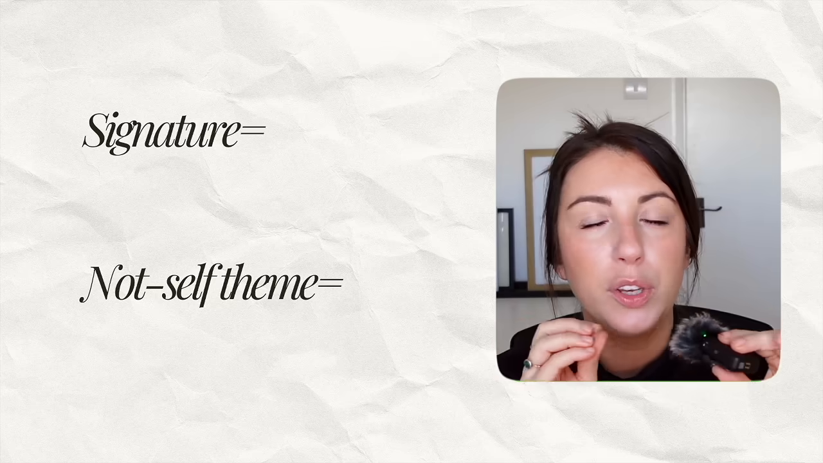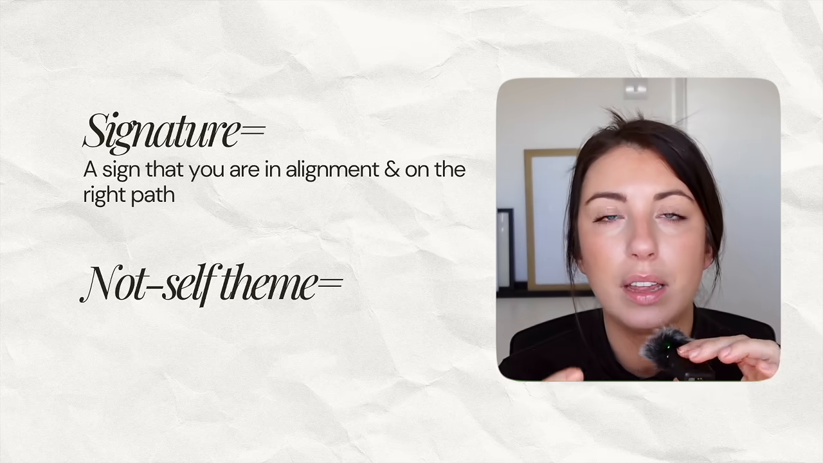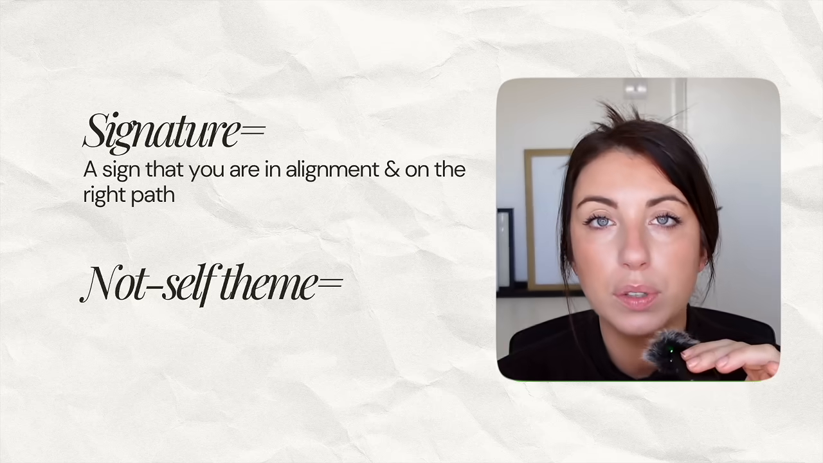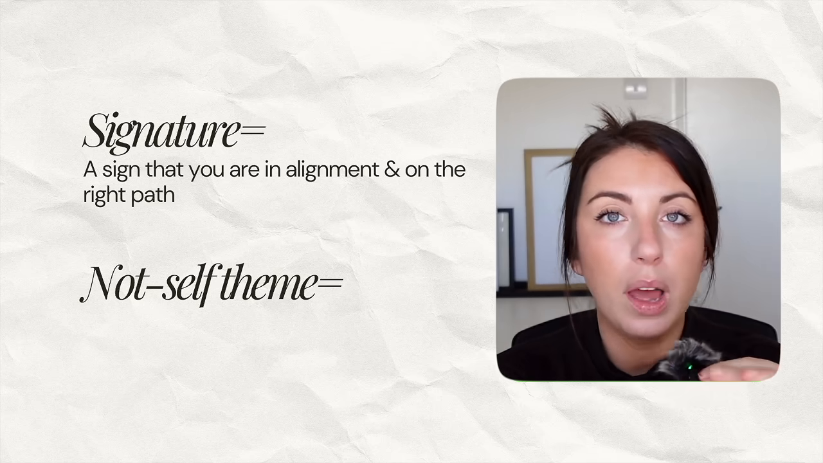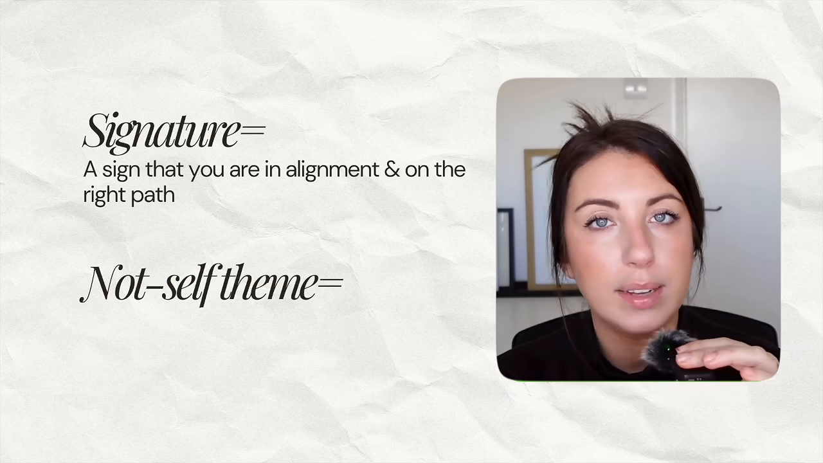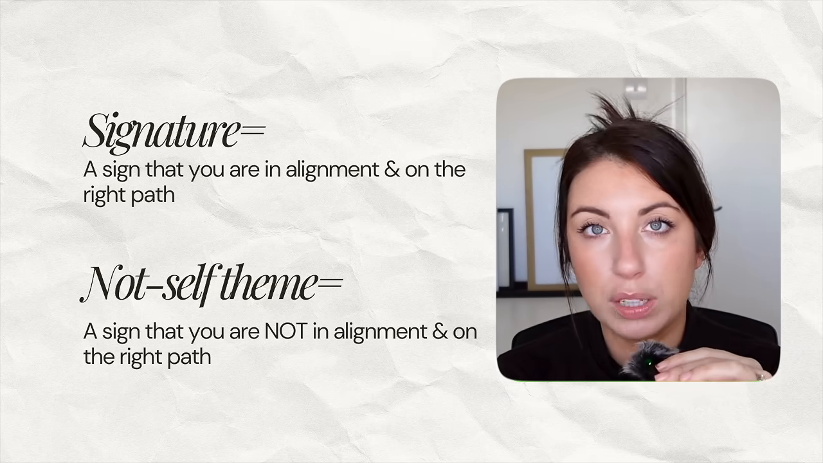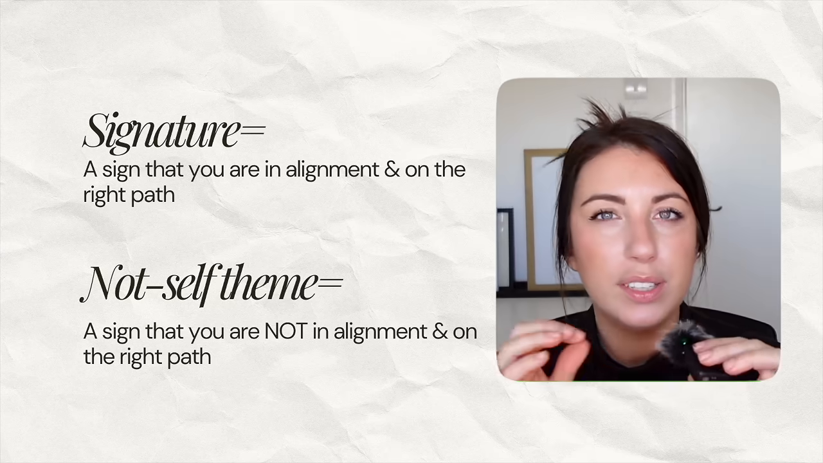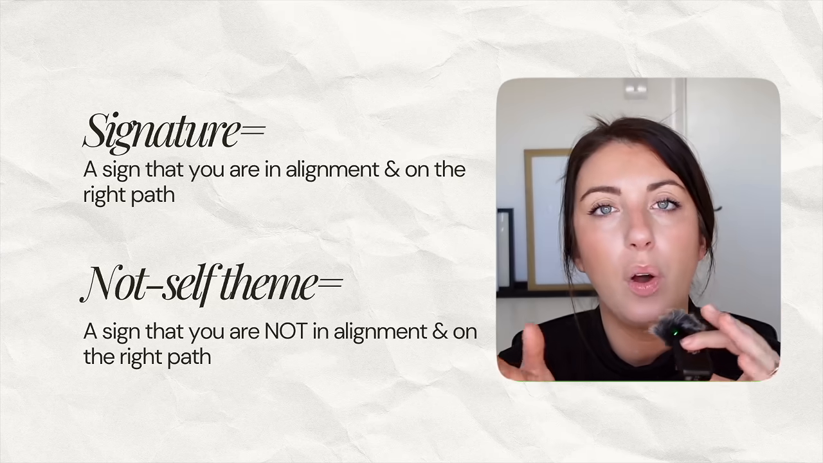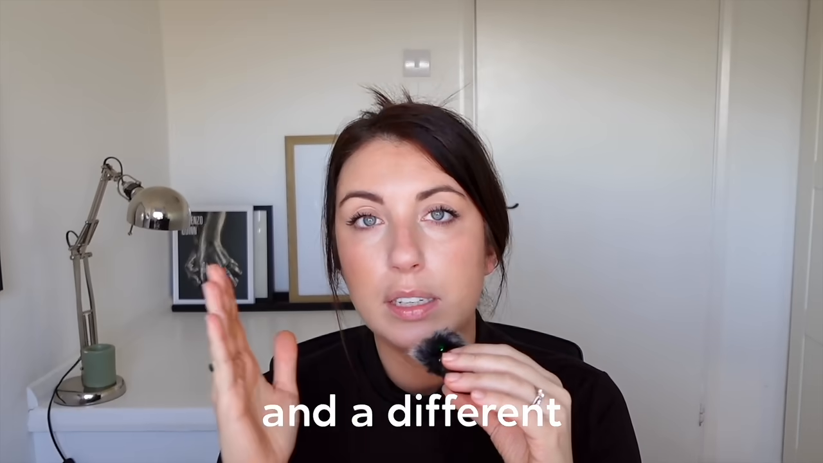So for those of you who are new to the human design lingo, your signature is essentially the sign that you are in alignment. It's a telltale sign that you're staying true to yourself and that you're showing up in your life, in your relationships, in your work as your most authentic self. On the other hand, your not self theme is a sign that you're not in alignment, that you're not being true to yourself, and that you're going off track. So these 2 things are essentially there to give you a gentle nudge and to keep you on the right path. So each energy type has a different signature and a different not self theme.